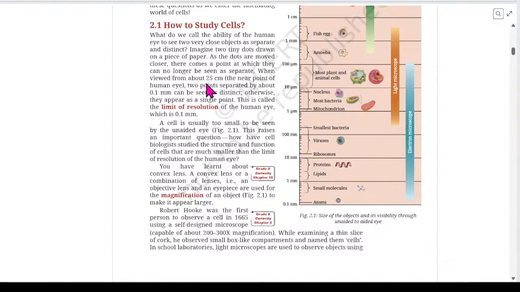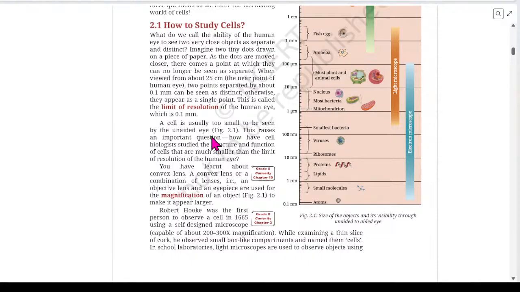When viewed from about 25 centimeter, which is the near point of the human eye, two points separated by about 0.1 millimeter can be seen as distinct. Otherwise, they appear as a single point. This is called the limit of resolution of the human eye, which is 0.1 millimeter. A cell is usually too small to be seen by the unaided eye.